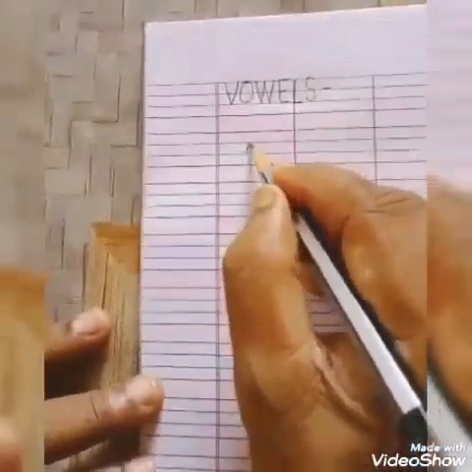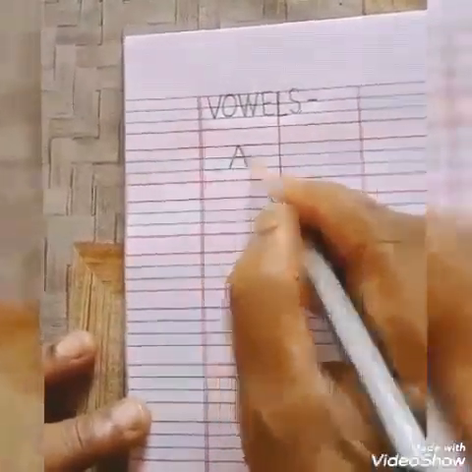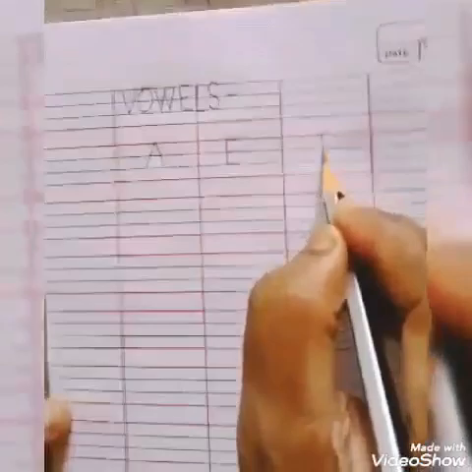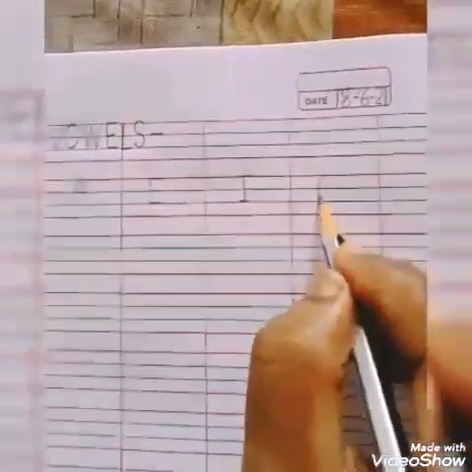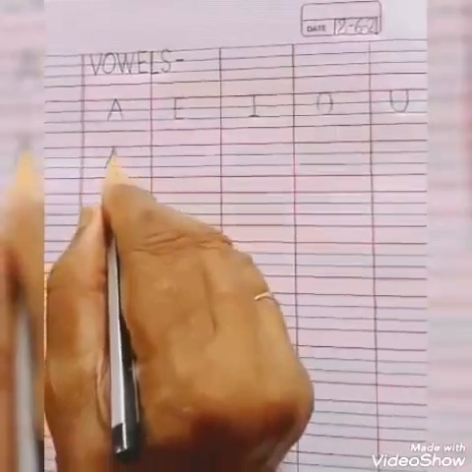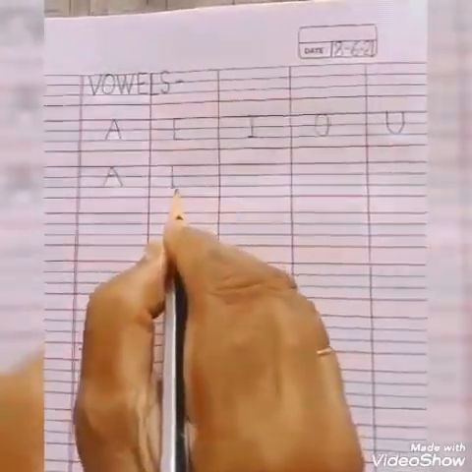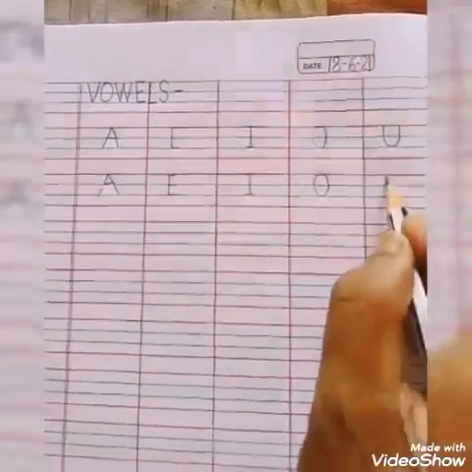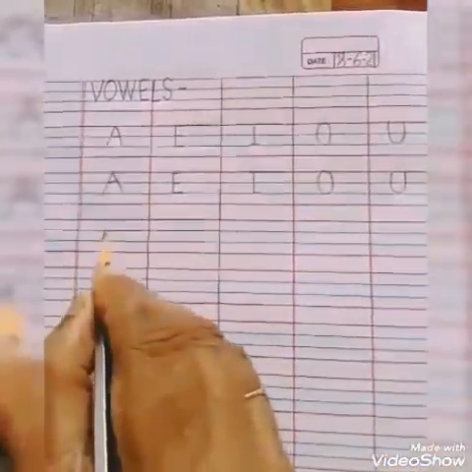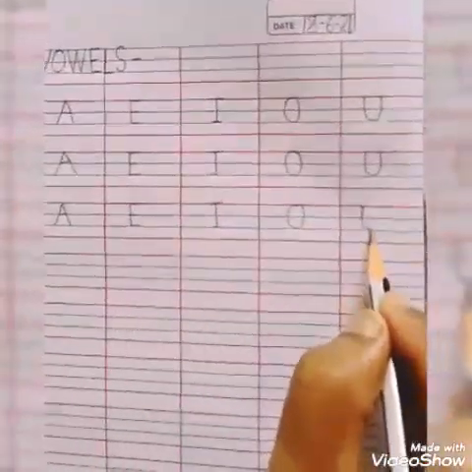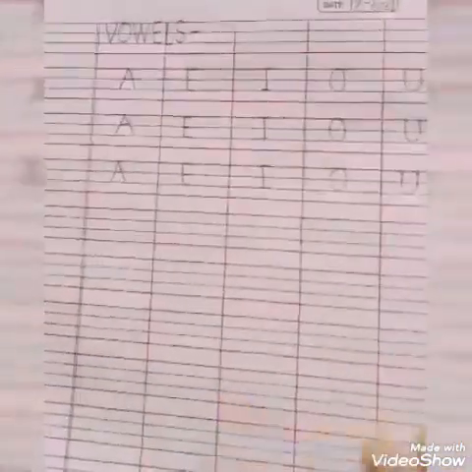First is A, E, I, O and U. Look again. A, E, I, O and U. A, E, I, O and U. This way you will complete this page.